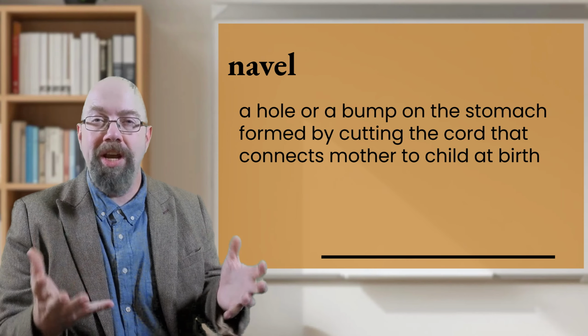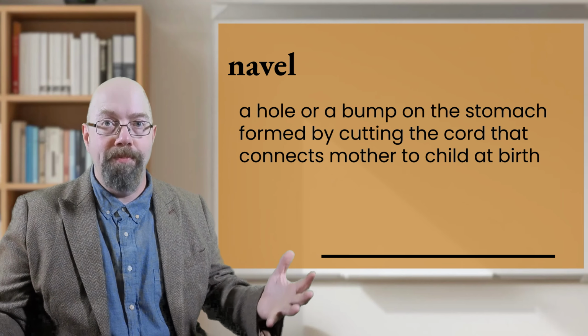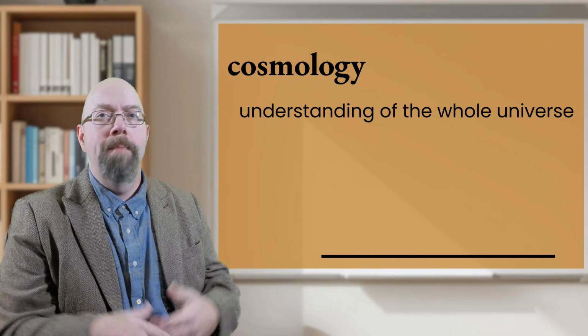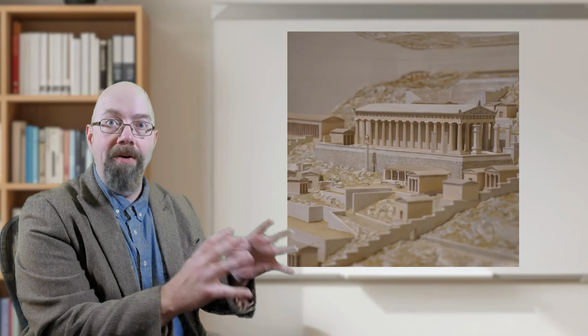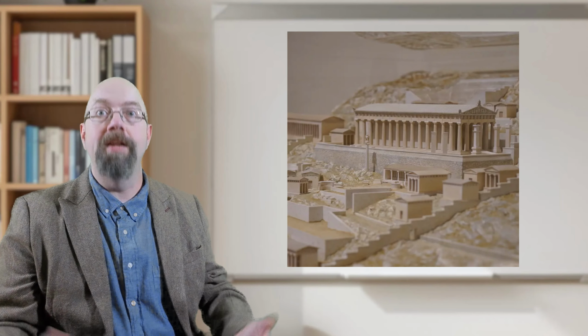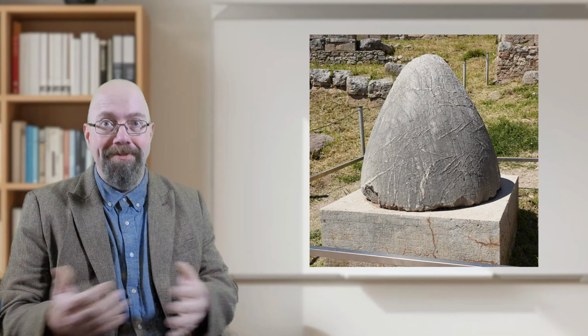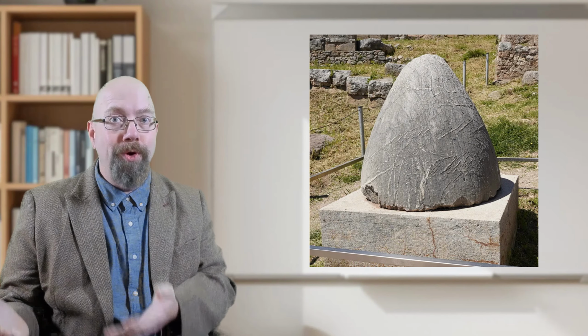This stone, shaped like a navel, was very important in Greek cosmology. Cosmology is the understanding of the universe, both physical and spiritual. In the ancient Greek world, there was a temple set up, and there was a physical representation of this stone that was believed to be the actual stone that Rhea gave to Cronus. The name of this stone was the Omphalos stone. Omphalos is the Greek word for the English word navel.